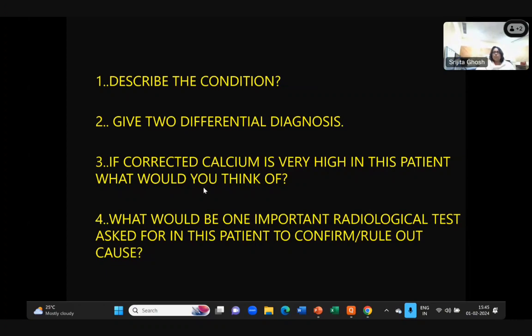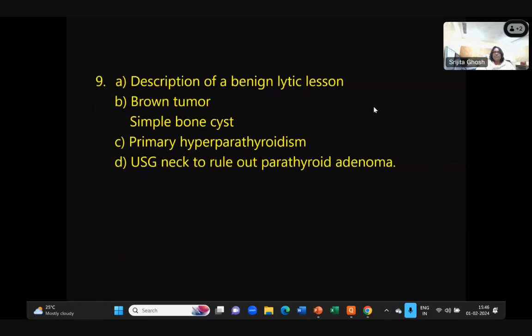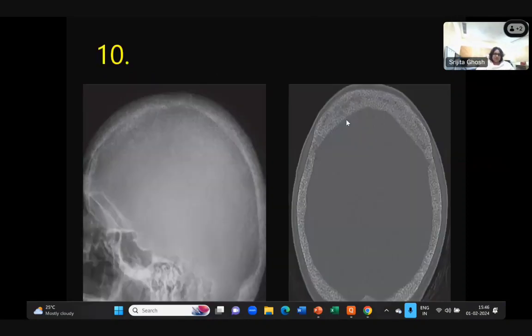So see, you're clinically correlating with the finding. If you know it's a benign lytic lesion, it's a bone tumor or simple bone cyst, primary hyperparathyroidism. Unless you're sure about the age of the patient, don't comment on GCT and ABC like that. Last.